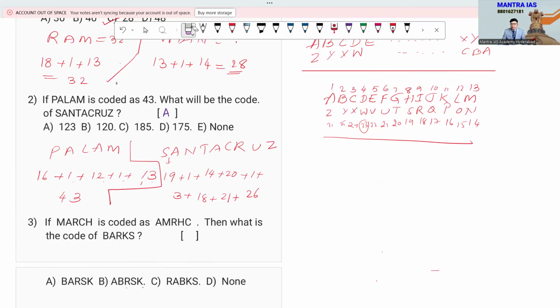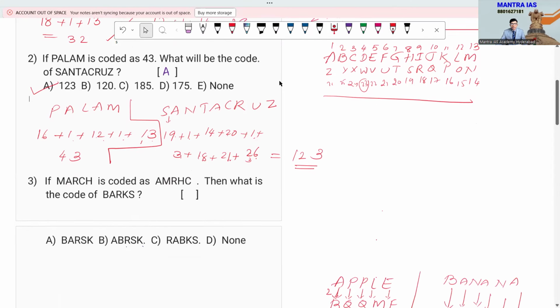Now come to the point here. What is that, sir? Observe the logic. 19, adding all these things: 6 plus 1 is 7, 15, 18, 19, 23, 24, 33. Then 3 plus 2 is 5, 7, 8, 10, 11, 12. So this value is 123. If it is there, okay, the logic is confirmed. Option is A. Beautiful.